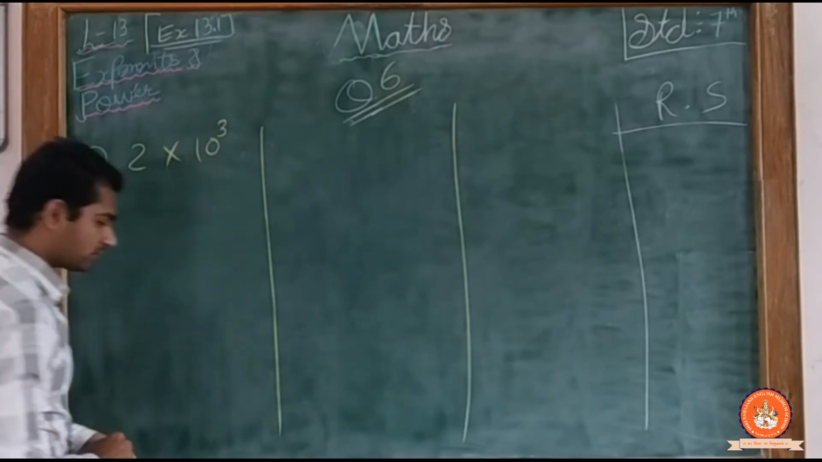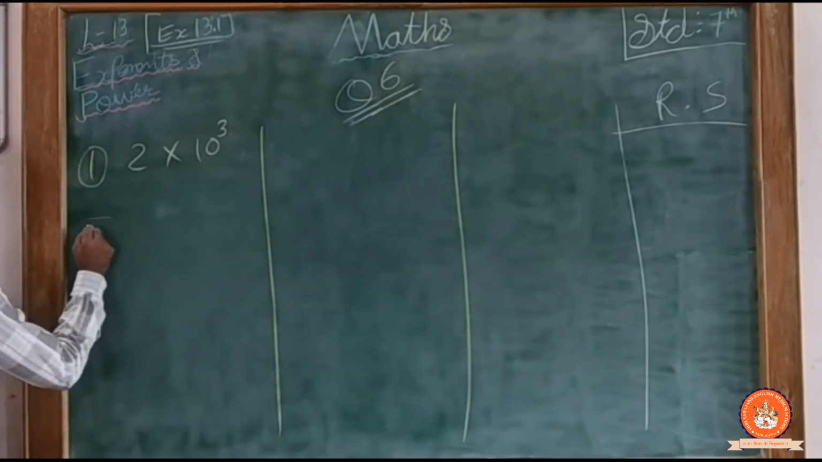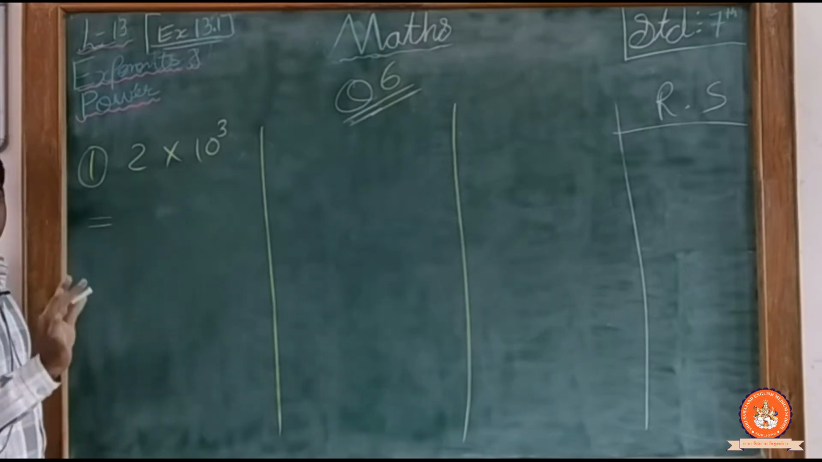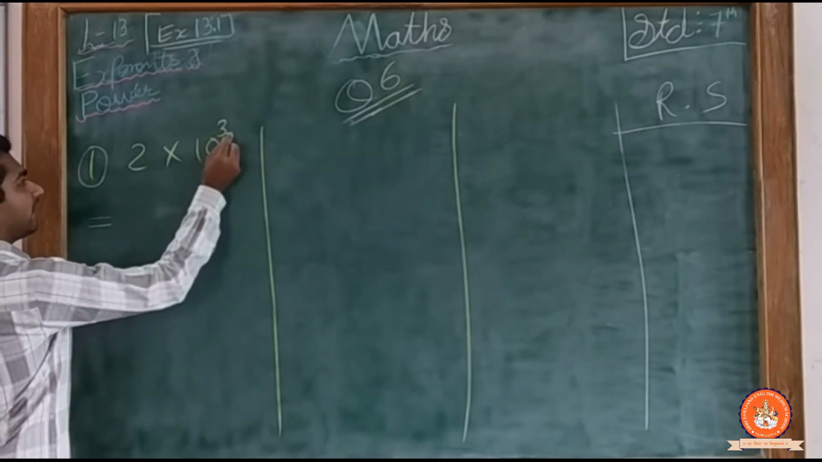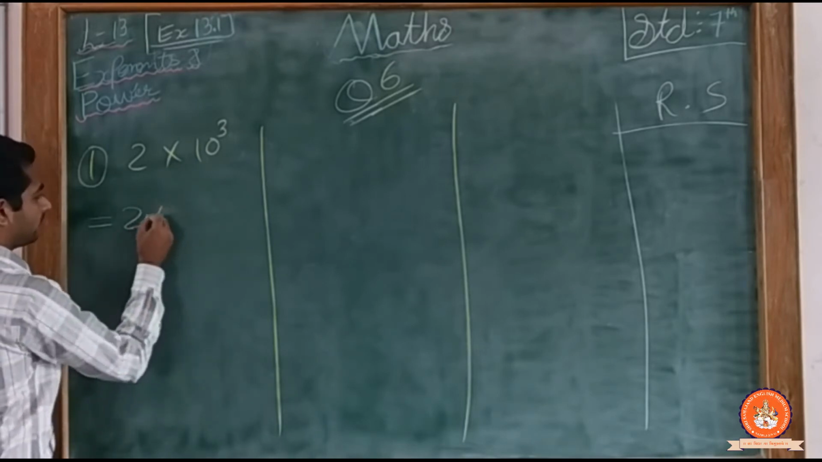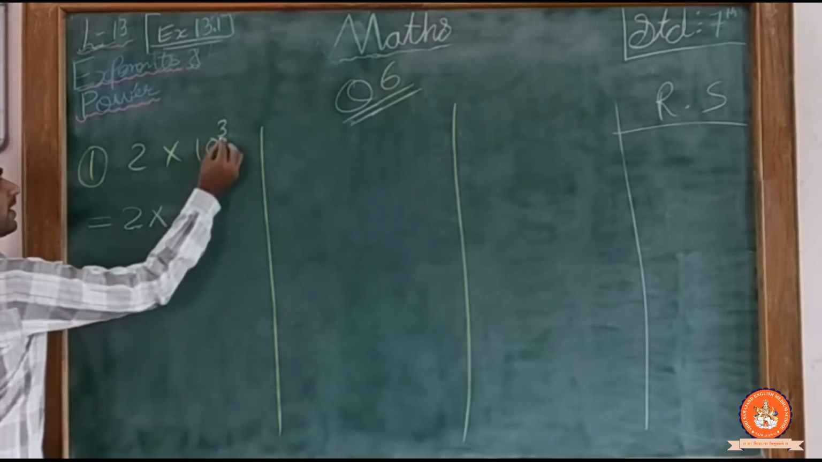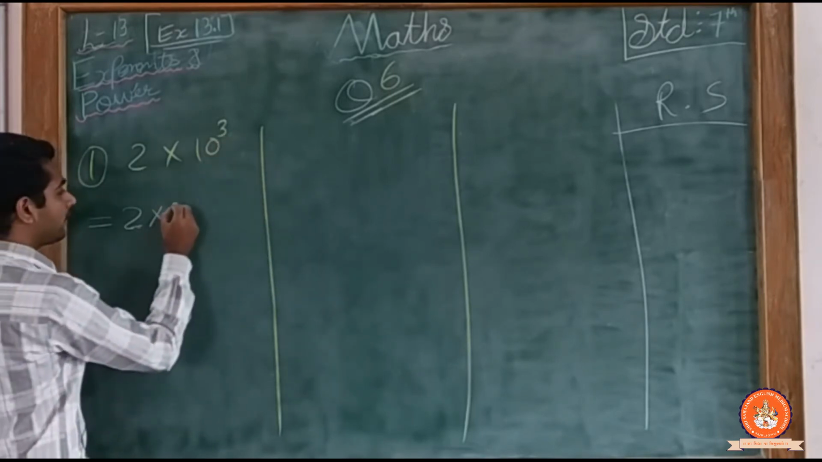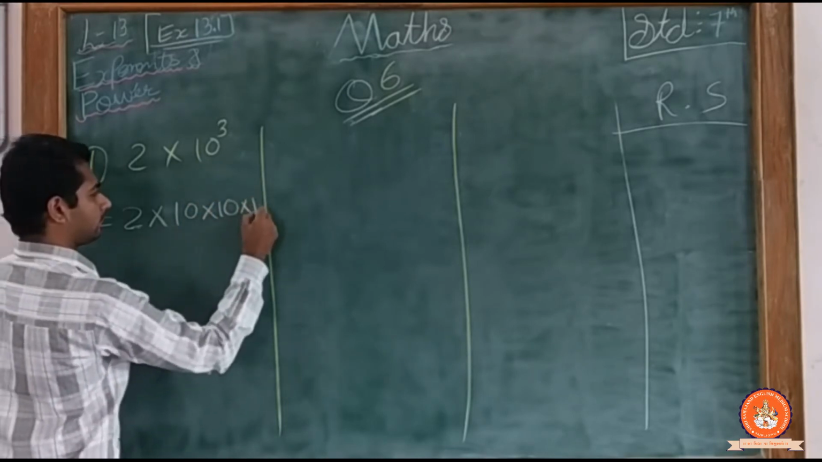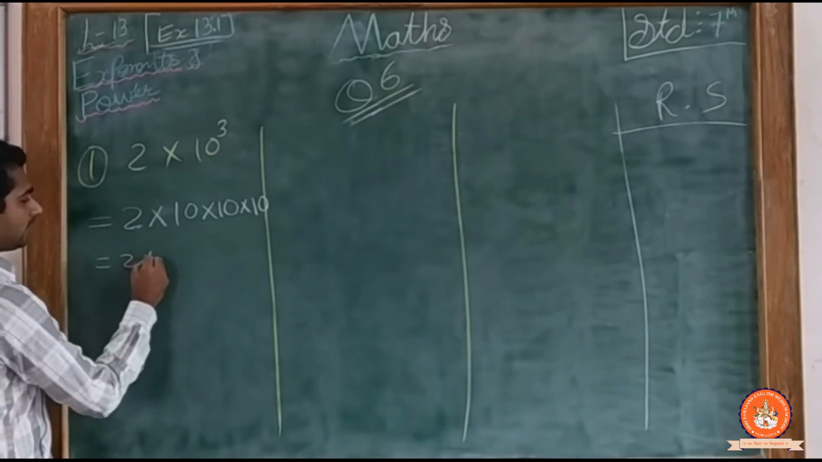The chalk is making a little noise, let me change the chalk. Okay. So we will simplify this number. 2 remains 2. Now 10 raised to 3. So I will write here 10 raised to 3. That 10 raised to 3 means we have to multiply 10 three times. It is my exponent which I already explained to you. So I will write 3 times 10s. Correct? Now let's multiply this.